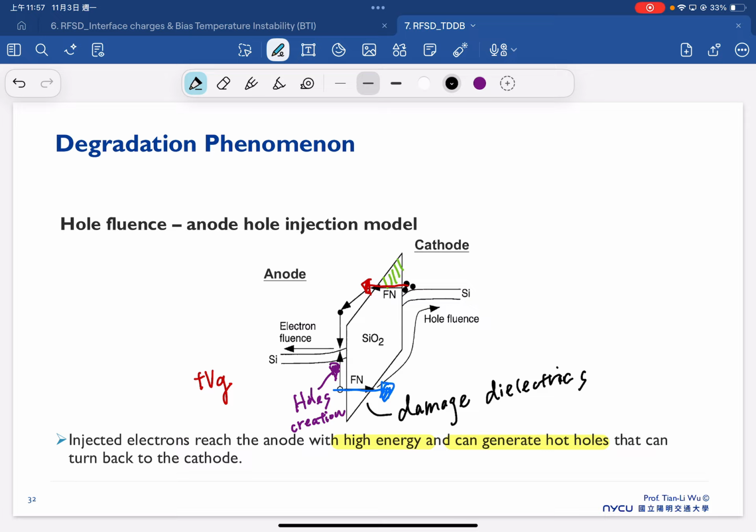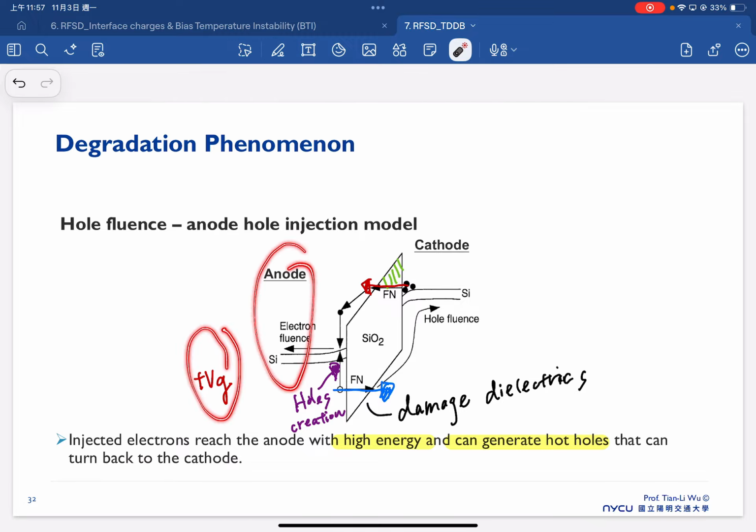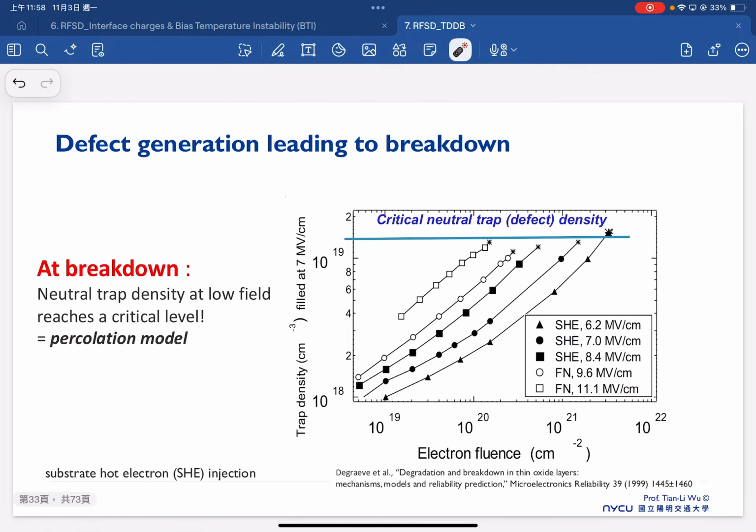So that's how we call it the hole injection model. This is the anode side. The holes will be pushed back, injected. That's what we call the anode hole injection model. This anode hole injection model is still nowadays one of the very classical and well-known models, and everyone believes that this is truly happening in our semiconductor.